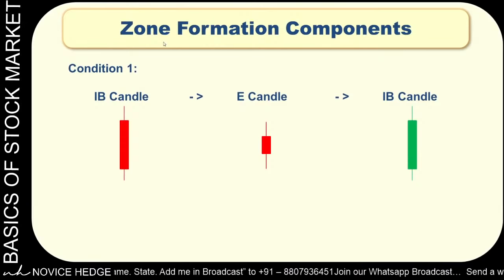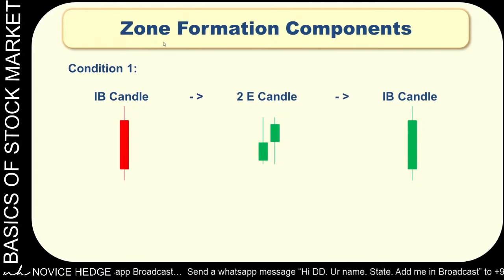Okay, so now there are two conditions in order to understand the zone formations. The first condition is there should be an IB candle, one E candle, and one IB candle. This three-candle combination will result in a zone formation, so this is the first thing.